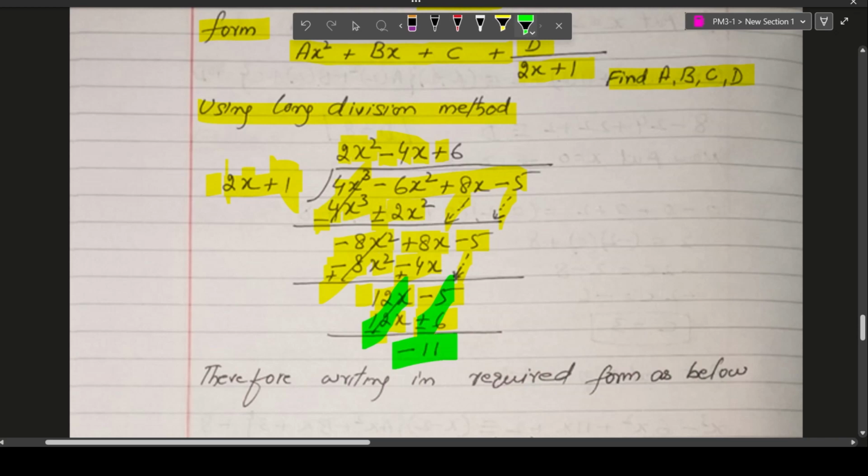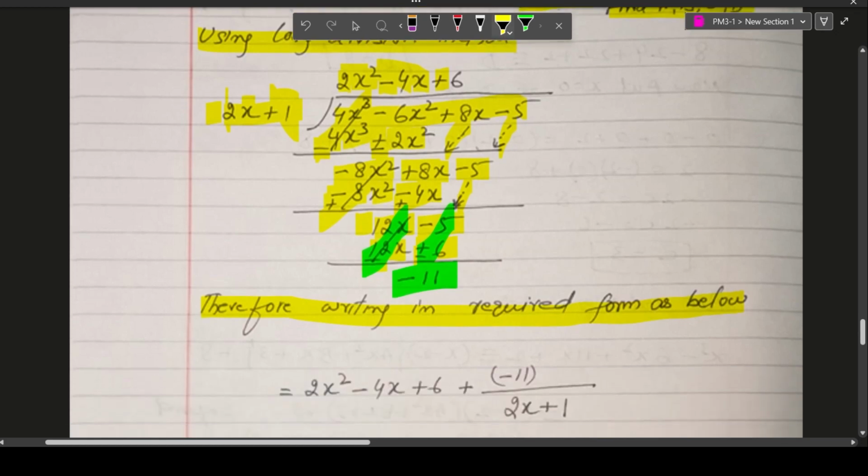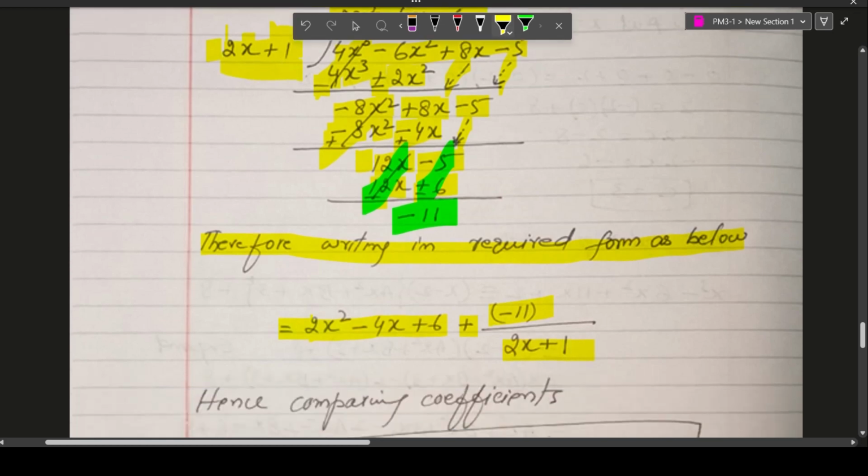Now we can write this in the required form. The left hand side is the given expression, which is 4x cube minus 6x square plus 8x minus 5. It can be written as the quotient, 2x square minus 4x plus 6, plus the remainder minus 11, divided by the divisor, 2x plus 1. So we got the form.